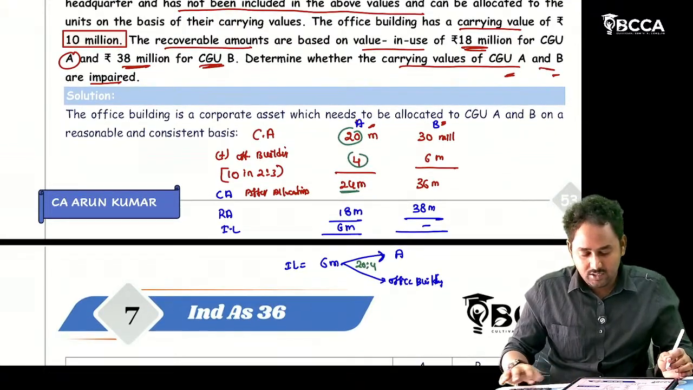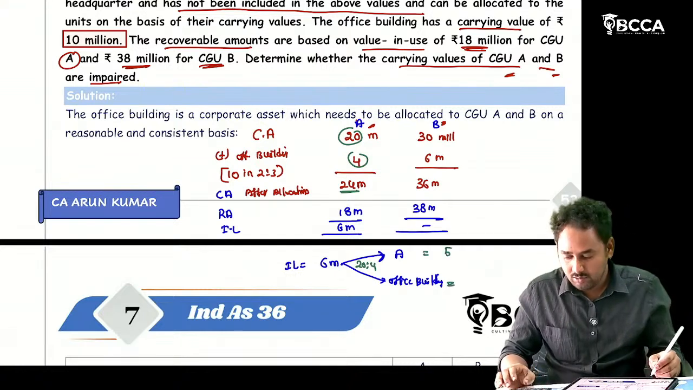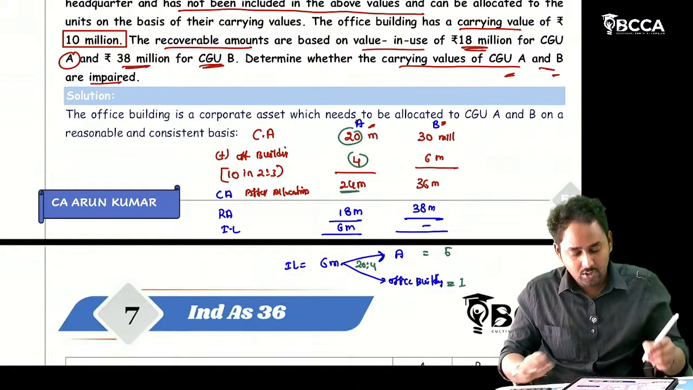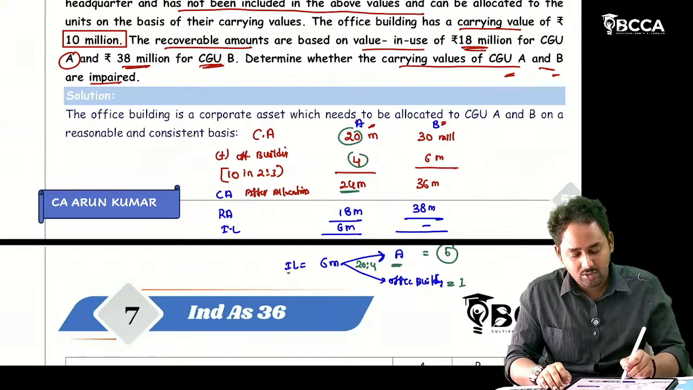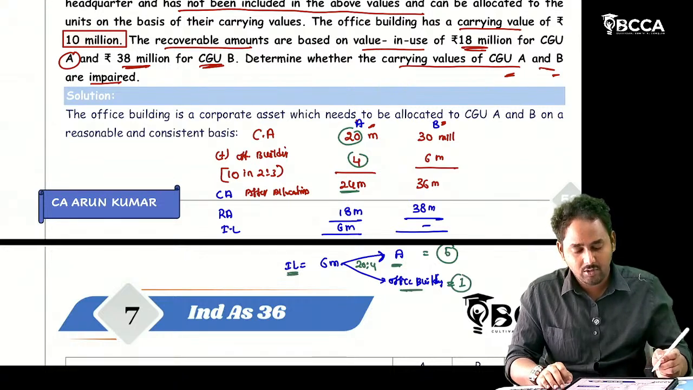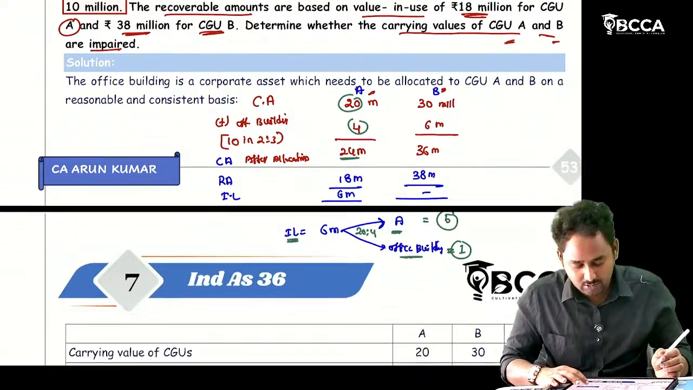Okay, then 6 divided by 24 into 20. So it is 5 into 4. It is 1. The impairment loss of CGU A is 5. The impairment loss for office building is 1. So I need the carrying amounts after giving the effect of the impairment loss.